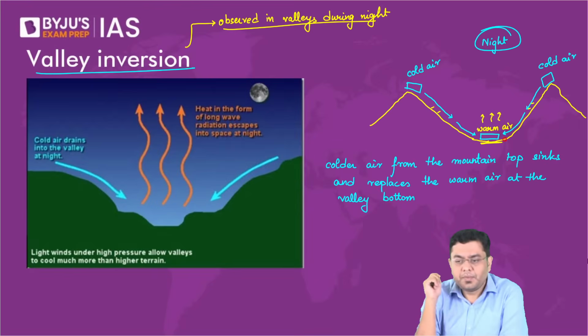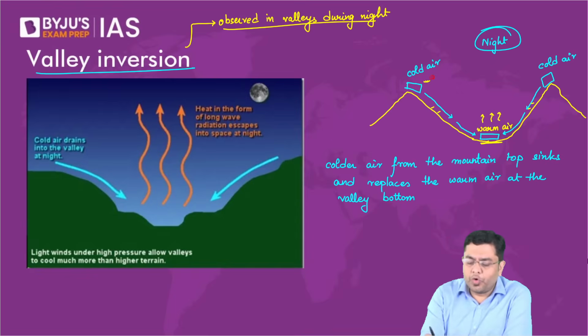Okay. Why warm air at the valley bottom? Because we have just now seen that with altitude, the temperature reduces. We have seen in the case of temperature variation that as you move higher up on top of the mountain, the temperature will be lower. So during the night, you will always have colder air here and warmer air here. So that is why it will happen.